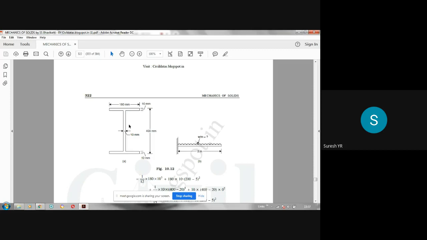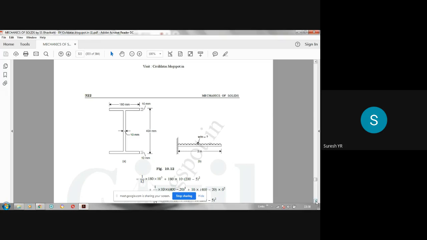So what you have to do to find the moment of inertia of this symmetrical I section is take the moment of inertia of this big rectangle of size 180 mm by 400 mm, minus moment of inertia of this whole portion. This whole portion becomes 170 because out of 180, 10 you have to deduct. And in this direction, out of 400, you have to deduct 20, 10 plus 10. So it becomes 380. So it becomes 170 by 380.